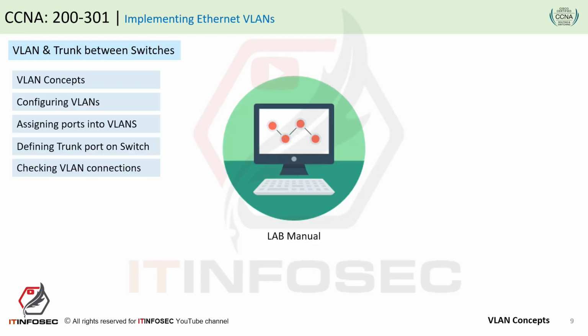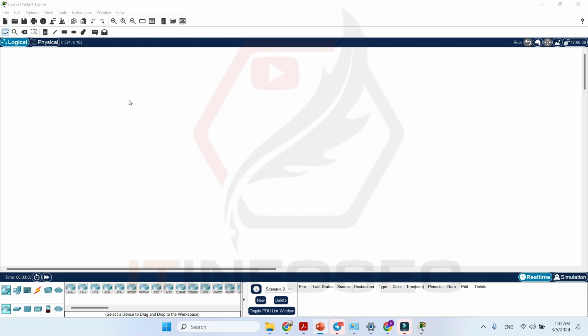Okay, we're going to test and configure these items: VLAN concept, configuring VLANs, assigning ports into VLANs, defining a trunk port on a switch, and checking VLAN connection. Well, this is Cisco Packet Tracer. Again, we need a layer 2 switch and another layer 2 switch.